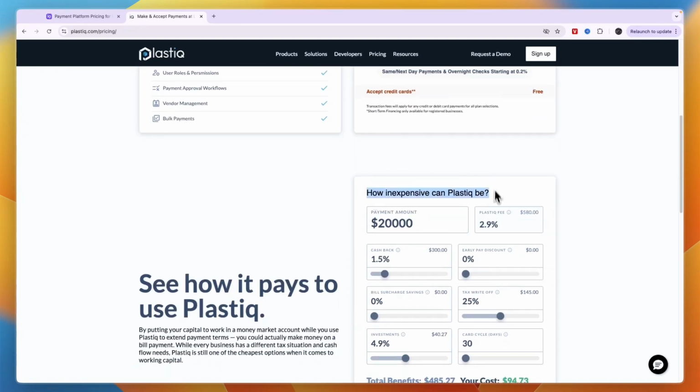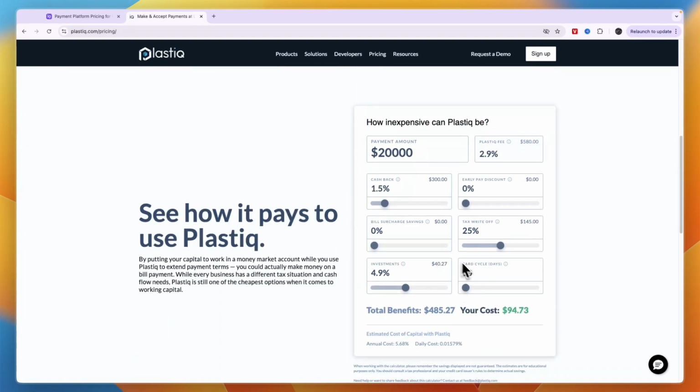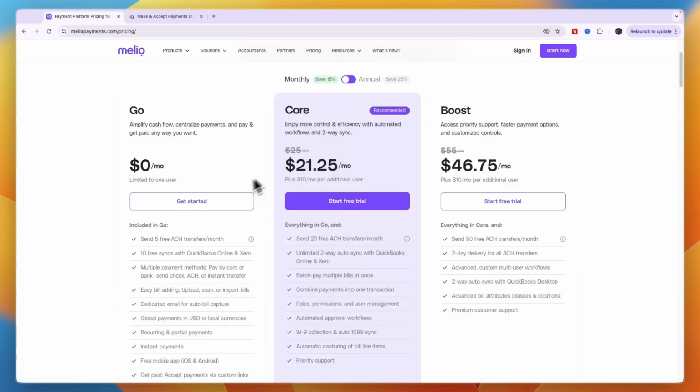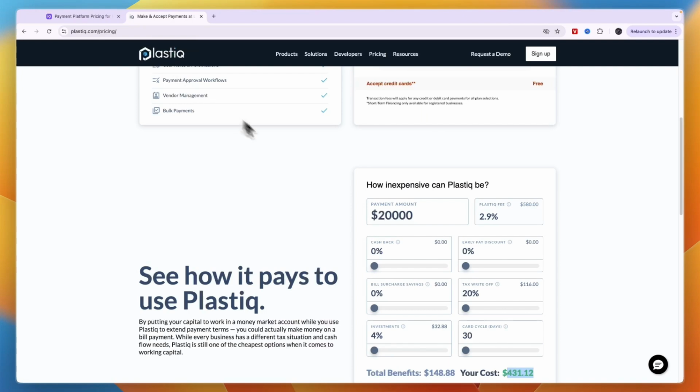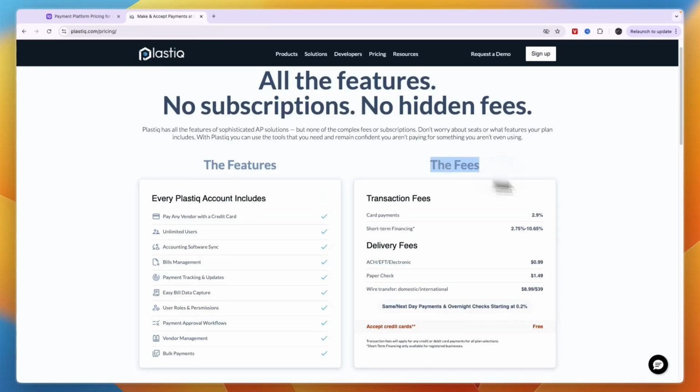So then they ask how inexpensive can Plastiq be. So then here you can just enter your specific details. So how much is tax write-offs, how much cashback, how much is the payment amount, and stuff like that right here. So this is for one payment of $20,000, and their fee is 2.9%, which is $580. Now then they have the tax write-offs, the cashback, but you will get that in either platform, so I'm just going to remove all of that. And then you can see your cost, $431. So whereas on Melio they have these subscription plans, on Plastiq you don't have subscription plans, but rather you have fees.